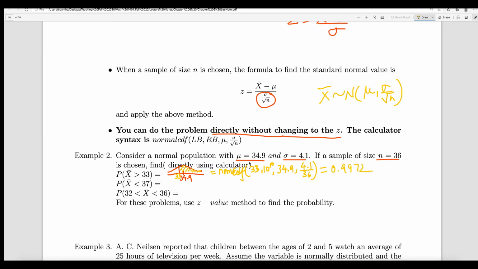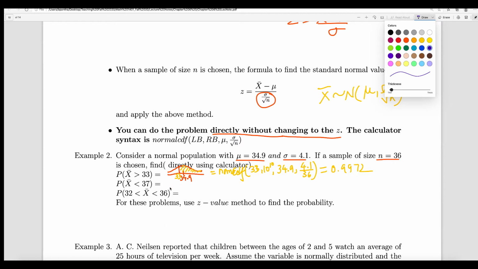0.9972. If a population has mean 34.9 and sigma 4.1, if you pick a sample of size 36, then the probability that the average of that sample is greater than 33 is 99.72%. That is the chance that the sample's average is greater than 33. So you can describe it that way. Okay, let us do another example.